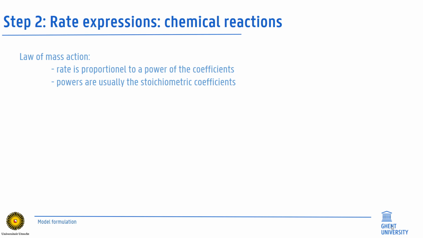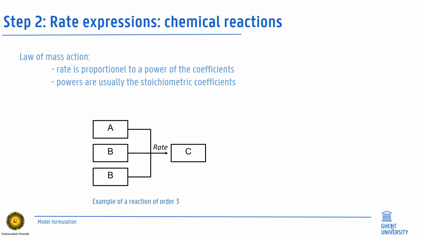Here, rate expressions are typically derived from the mass action law, which states that rates of change in chemical reactions are proportional to the power of the coefficients, with powers being the stoichiometric coefficients. Consider, for instance, a chemical interaction between one molecule A and 2 molecules B, eventually reacting to molecule C at the rate m. This is an example of a third-order reaction.